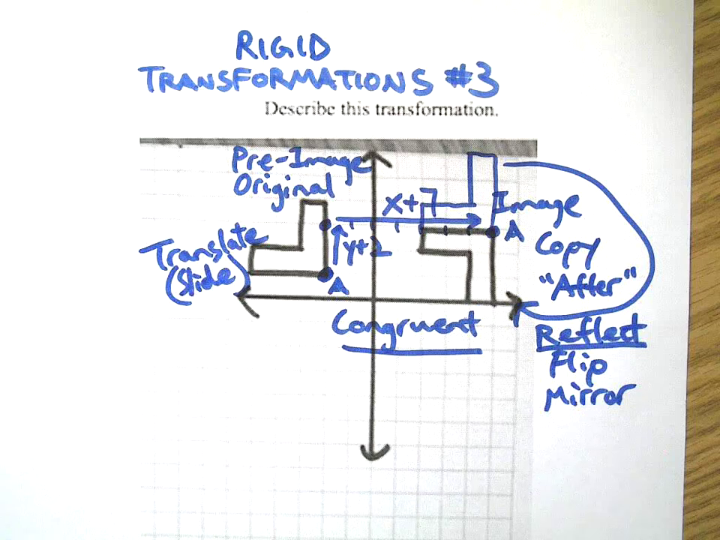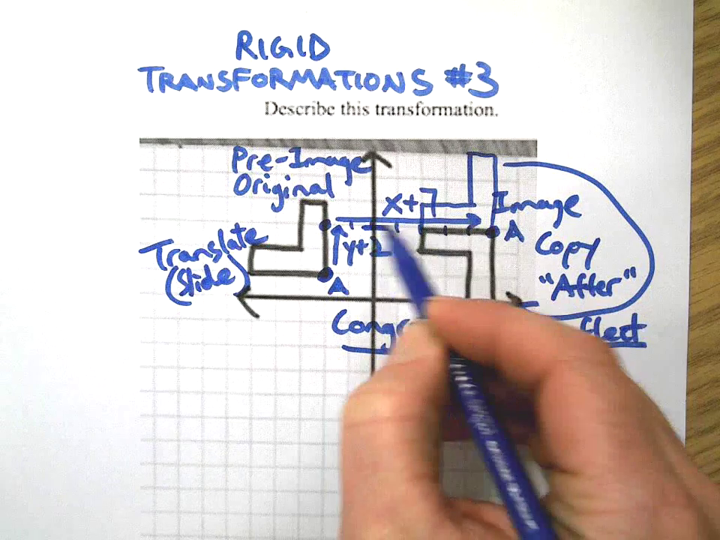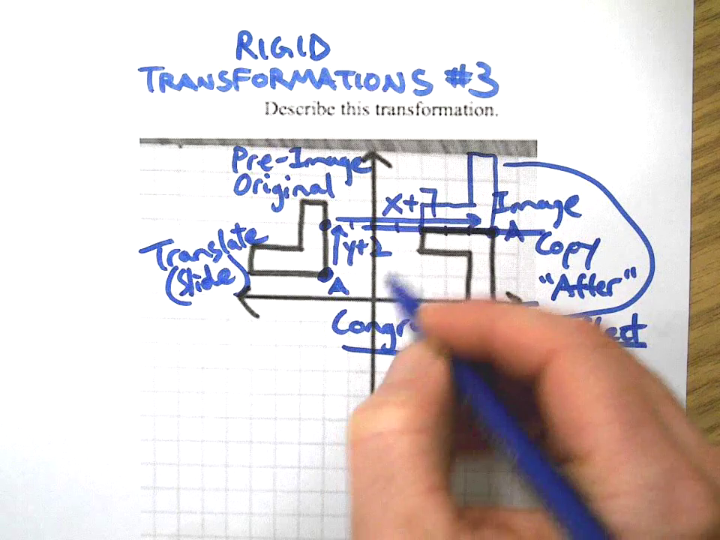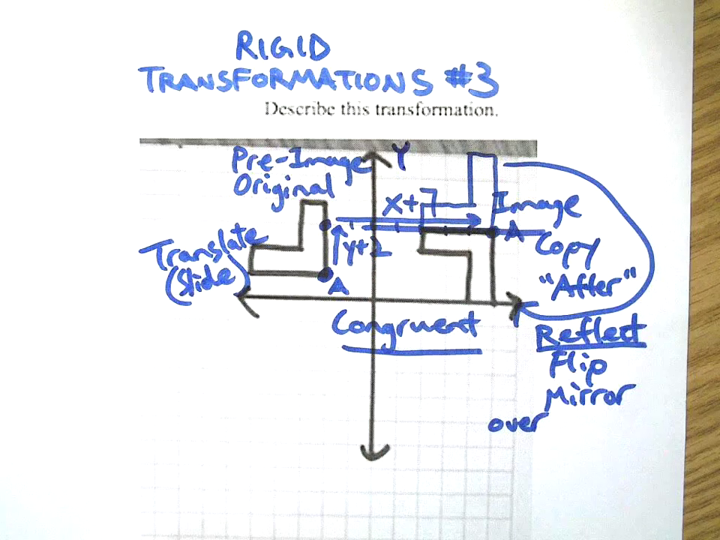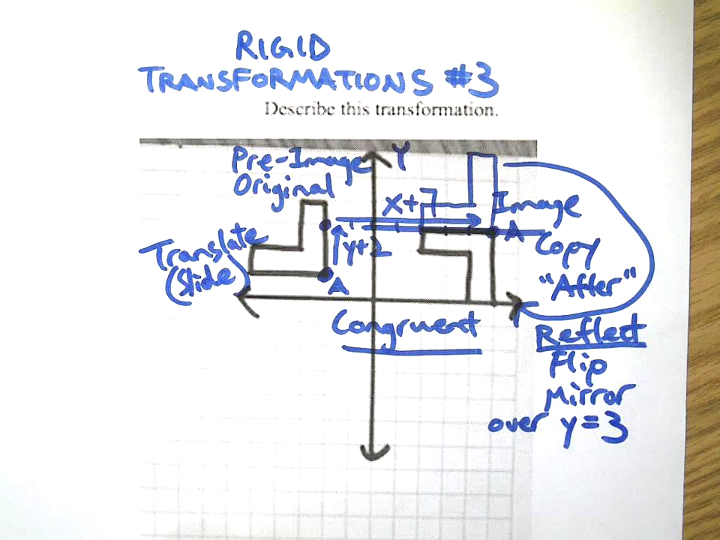And I'm going to reflect over that line. Since this is the y-axis right here, that line is y equals 3.